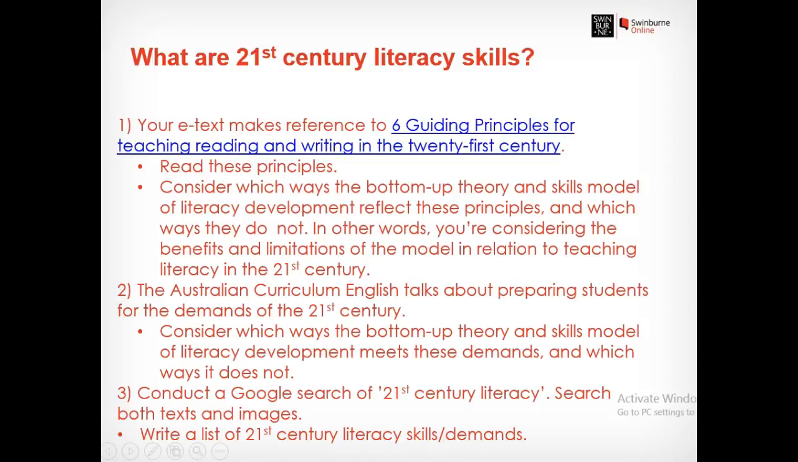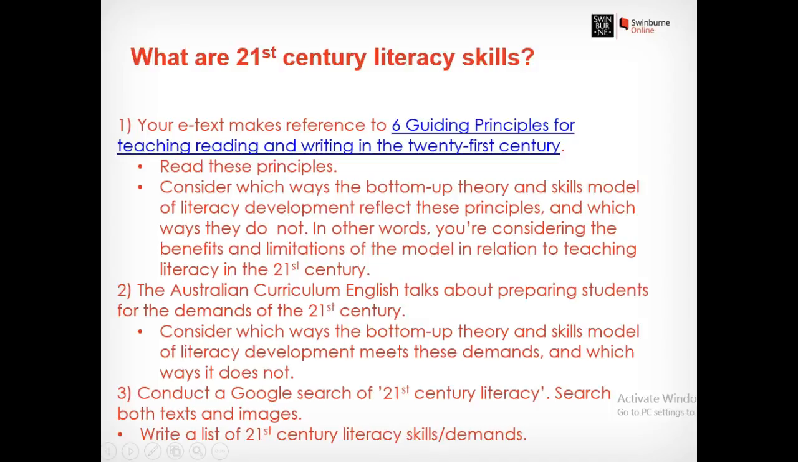I suggest you do 3 things to clarify your understanding of 21st century literacy skills. The first is to use your e-text and read about the 6 guiding principles for teaching reading and writing in the 21st century. Make some notes on these principles and be clear about them in your own mind. Then reflect on these principles in relation to what you've learnt about this week and the skills model. So to what extent does the skills model meet these guiding principles, and to what extent, if any, does the skills model not meet these principles?